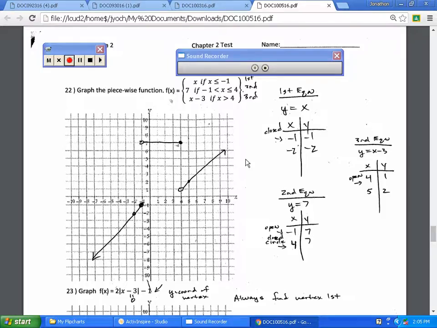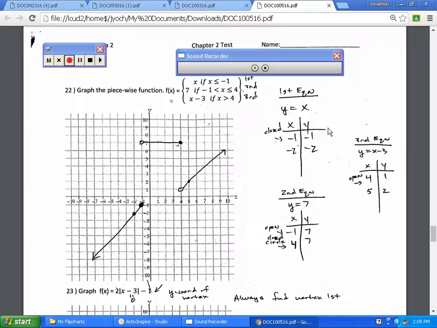Guys, the second equation is very easy to pick what to put in for x. It's the boundary points. It's the lower limit, upper limit. Negative 1 and 4. You're plugging in for x. It doesn't matter what x is. Y is 7. You're going to get a straight horizontal line with an open circle around negative 1, 4 because there's no equality, and a closed circle around 4, 7 because of equality.